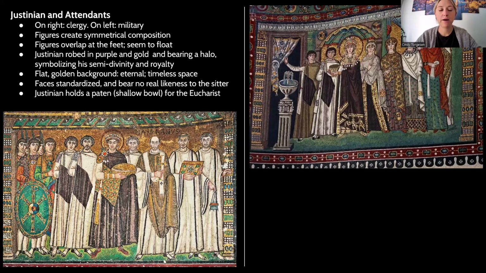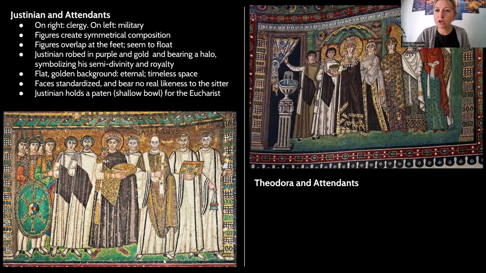He's also holding a paten, which is a shallow bowl. This is what would be used for the Eucharist. So within early Christianity, the Eucharist is a ritual. It's basically symbolic of events that happen in the New Testament related to Jesus. So this is a ritual that takes place, and this object would have been seen as synonymous with that ritual that takes place in a church. So it shows that he is regularly participating in this and potentially, here, leading that service. So again, it shows his spiritual power.